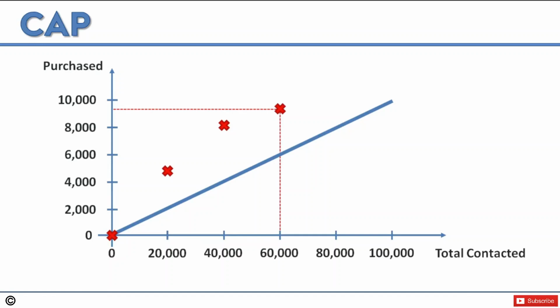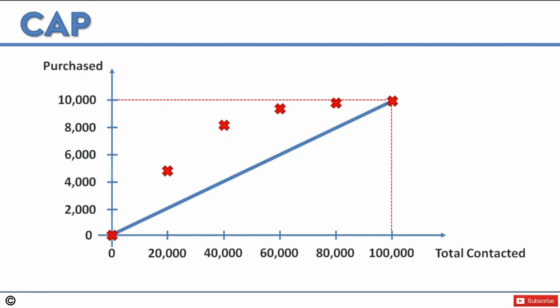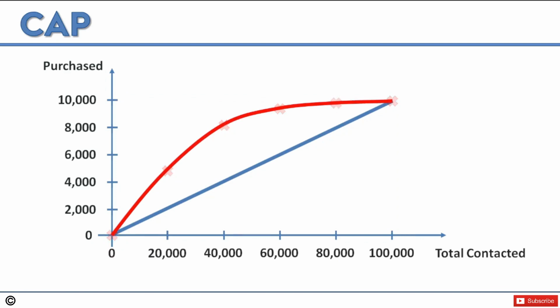So even at 60,000, we're already at 9,500 respondents or purchases. We could actually stop here. We've already pretty much contacted everybody. But if we want to contact more, if we send it out to 80,000, we're getting even closer to 10,000 responses. And if we contact 100,000, we will still be at our 10,000 responses. So now let's draw a line through these crosses. What you see, this line here, is called the cumulative accuracy profile of your model.